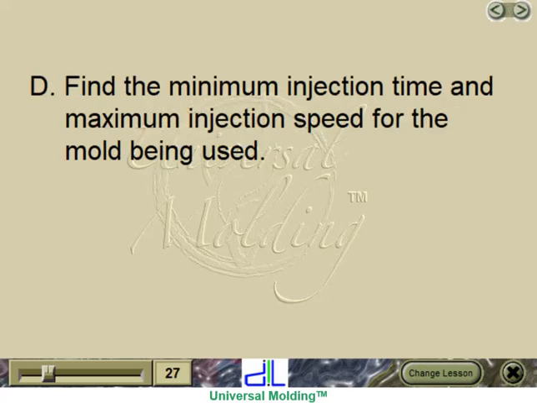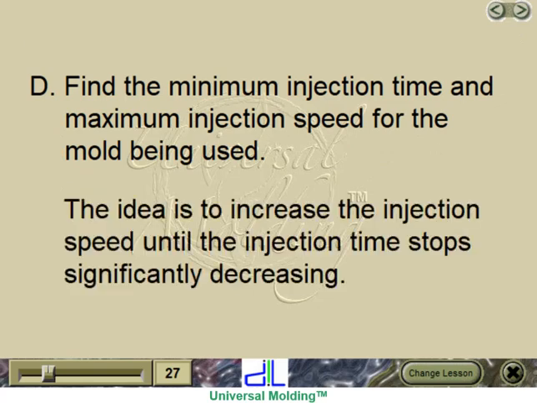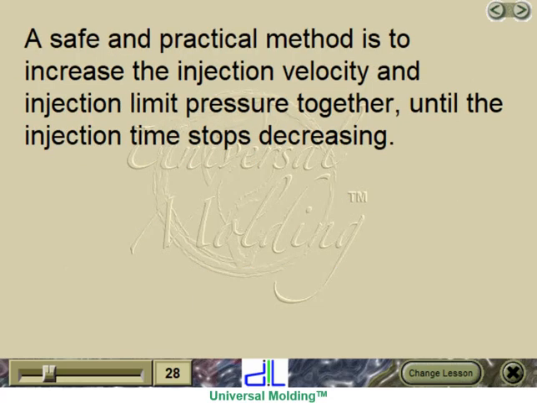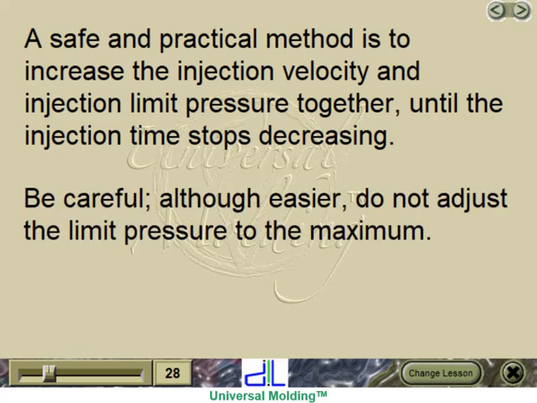D. Find the minimum injection time and maximum injection speed for the mold being used. The idea is to increase the injection speed until the injection time stops significantly decreasing. A safe and practical method is to increase the injection velocity and injection limit pressure together until the injection time stops decreasing. Be careful. Although easier, do not adjust the limit pressure to the maximum.